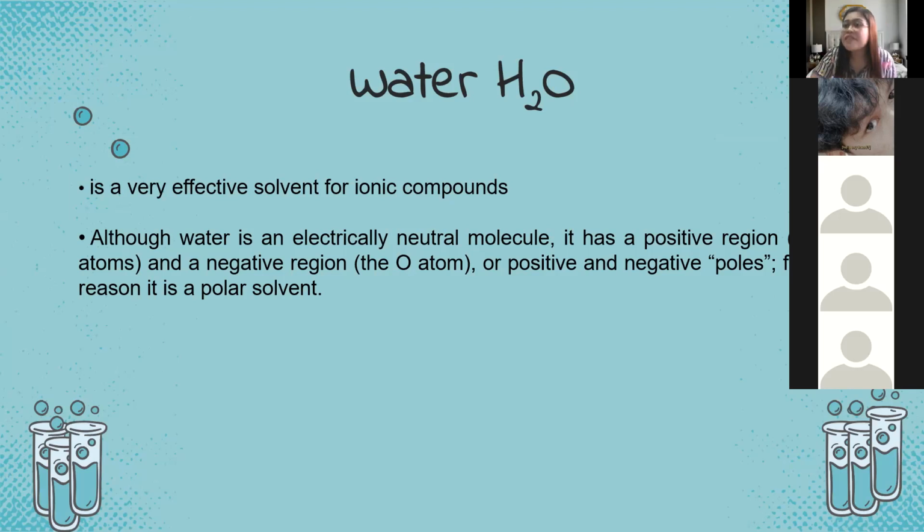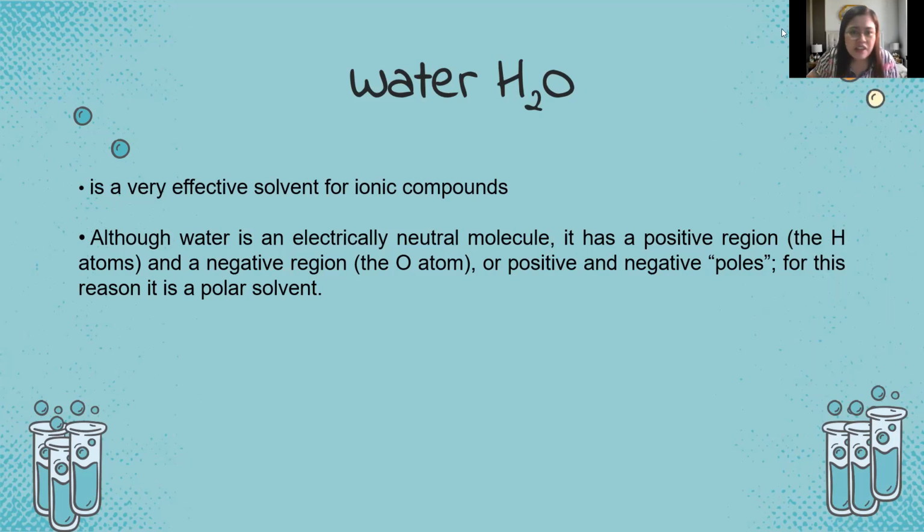Kagaya ni sodium chloride. Sodium is positively charged. So, meron siyang cation. And then si chloride is negatively charged. So, it's an anion. So, altogether, we call it an ionic compound. So, si water naman is very effective when it comes to dissolving the ionic compound. So, bakit siya naging effective?